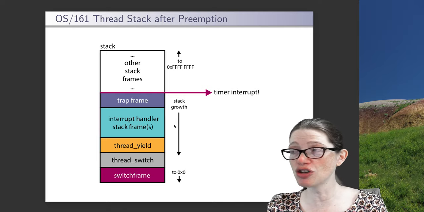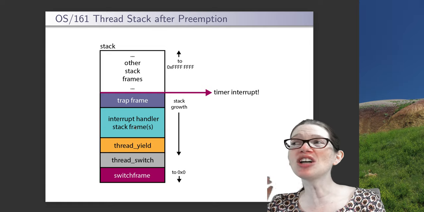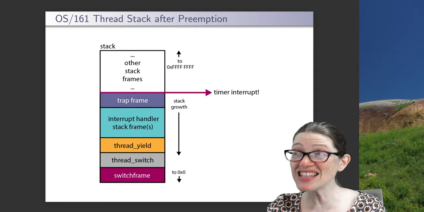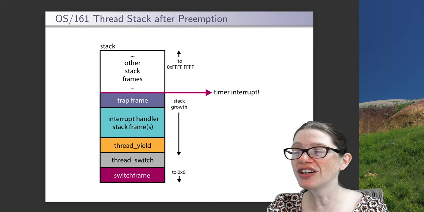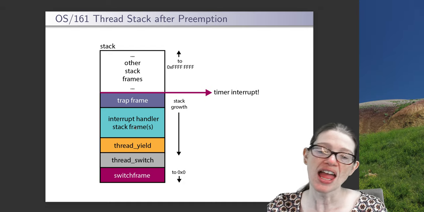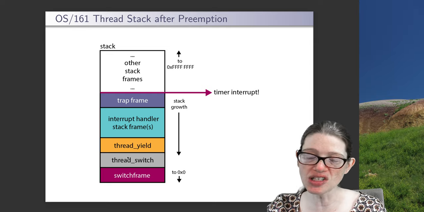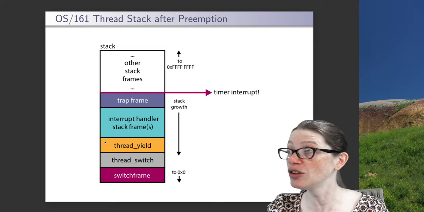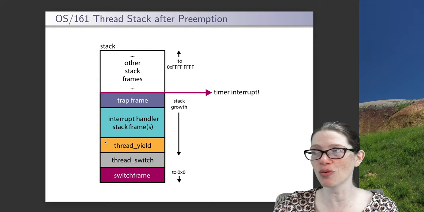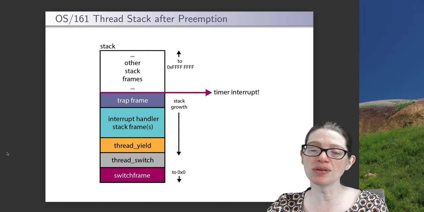After we've saved that trap frame, we can finally run the interrupt handlers. It's going to start with a very generic interrupt handler to just try to figure out what kind of interrupt this is. And then from there, it'll figure out which device it was and which device interrupt handler should be called. And we'll get into the timer interrupt handler, which is part of the clock's interrupts. The timer interrupt handler will be like, oh, I see your scheduling quantum has expired. Well, we better call thread yield, because if you want to initiate that context switch, then the way to do that would be to do thread yield.